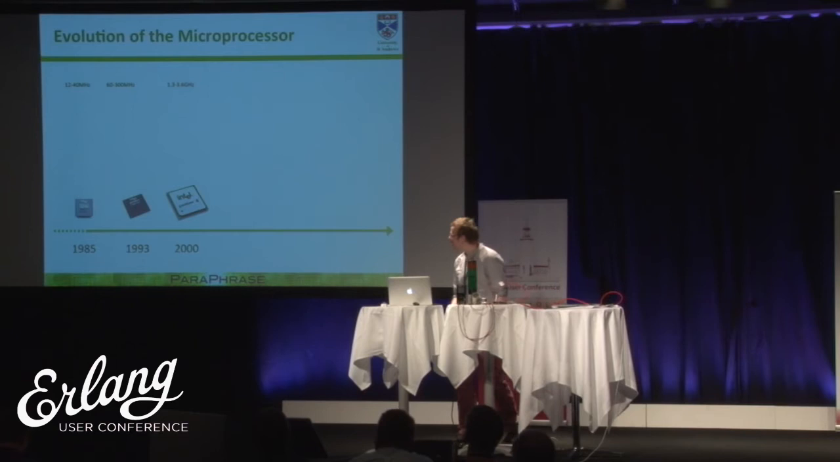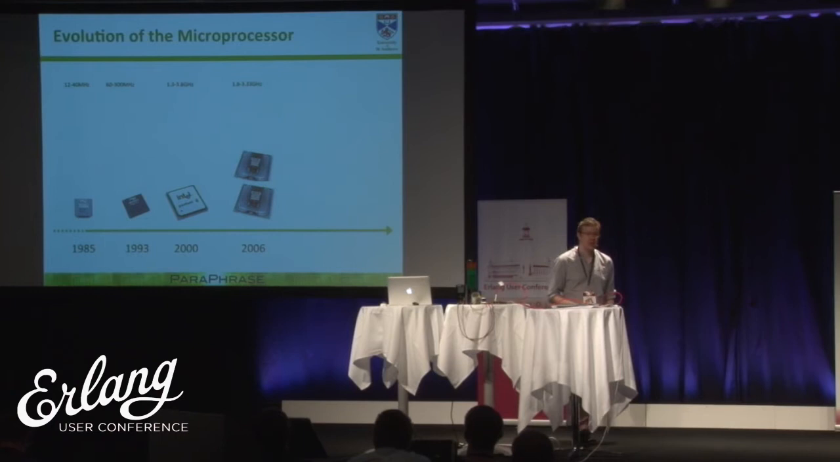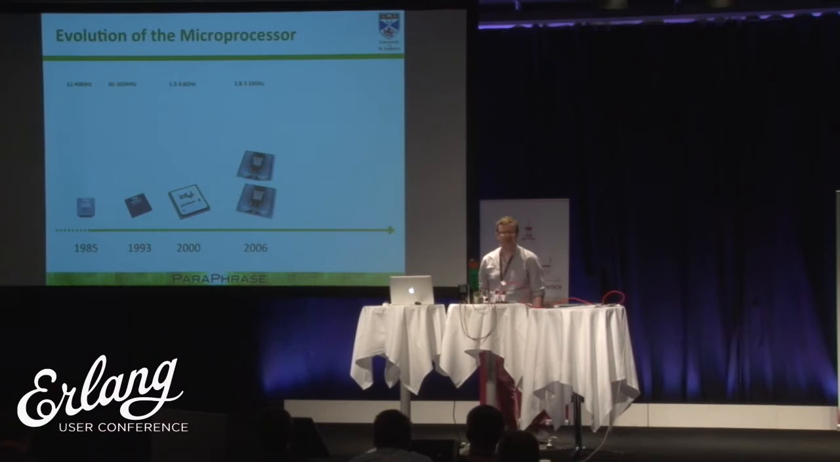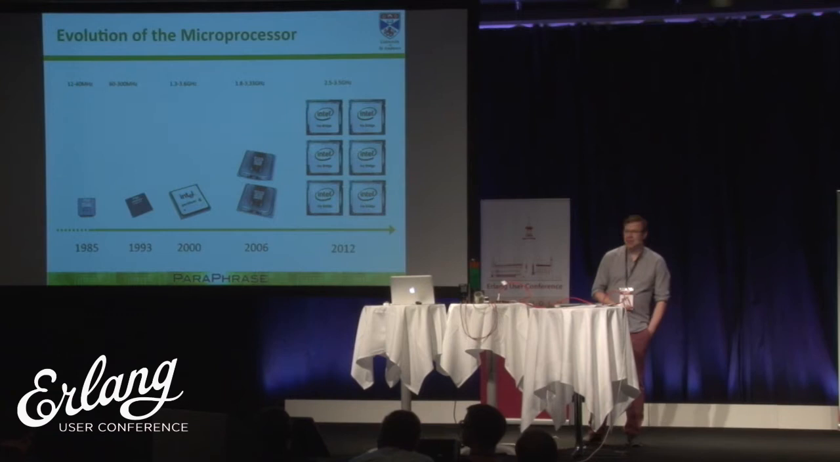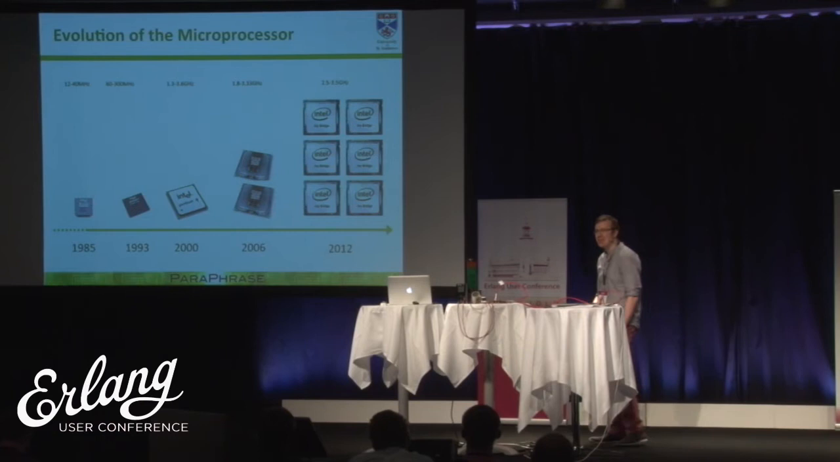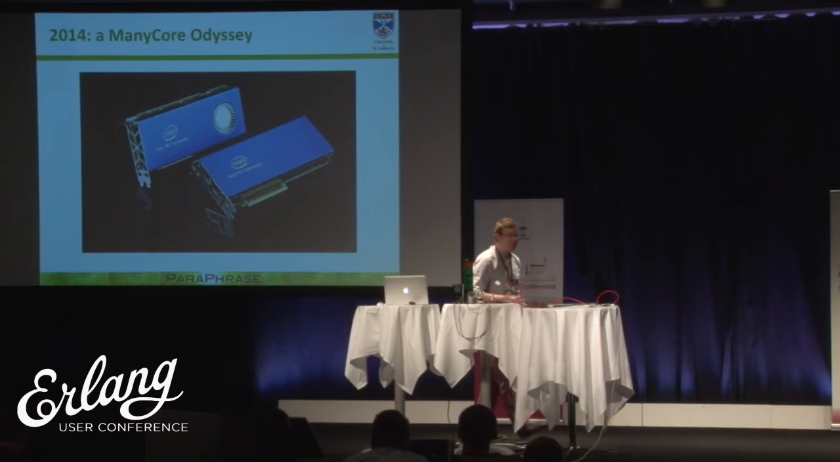2006, so about 8 years ago, the clock speed hasn't really changed. We're still at about 3 gigahertz. But what has changed is we're getting more cores. So instead of the single core, we're now getting a dual core. And a couple of years ago, we started to get 6, 8 cores. This is very common now in desktop machines, but still, the clock speed is almost the same, still about 3.5 gigahertz. So what does 2014 look like?